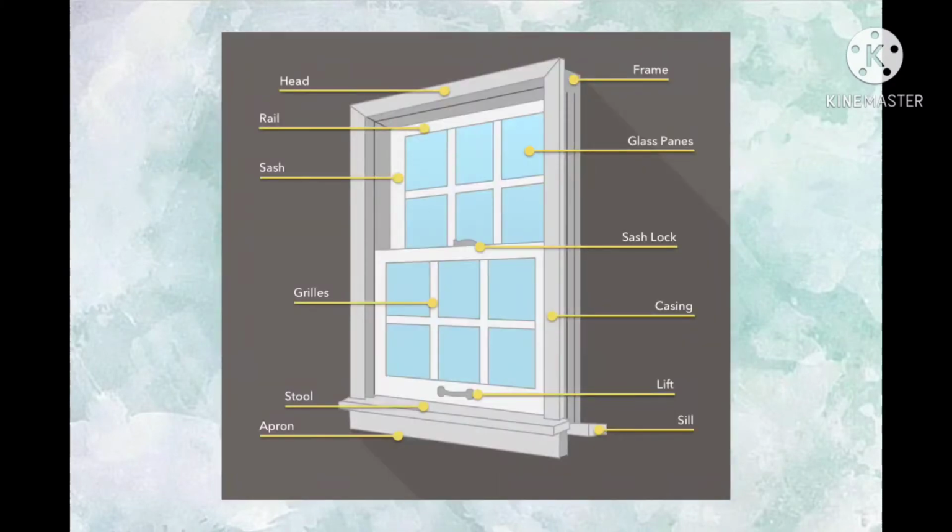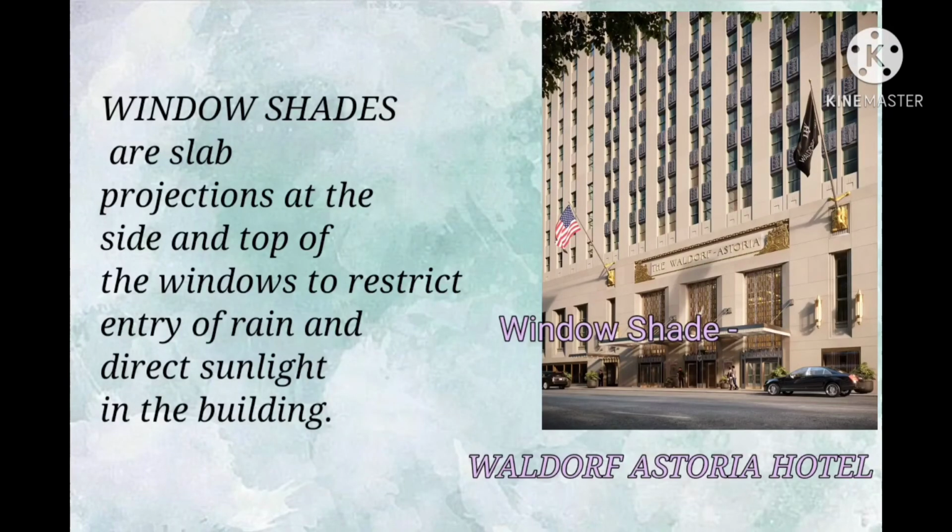And here is the anatomy of a window. Here is the head, rail, the sash, the grills, the stool, the apron, frame, glass panels, sash lock, casing, leaf, and the steel. While window shades are simply slab projections at the side and the top of the windows to restrict any entry of rain or direct sunlight in the building.